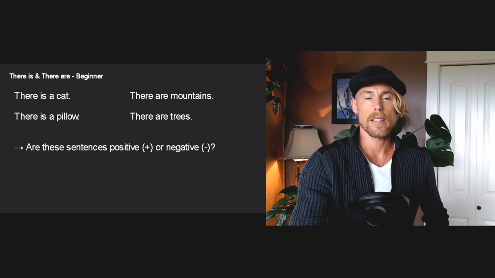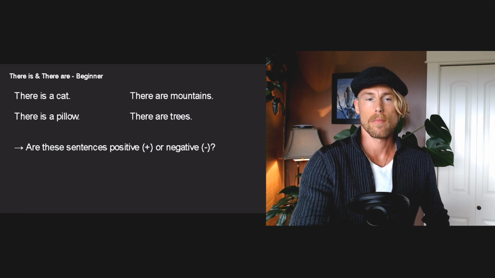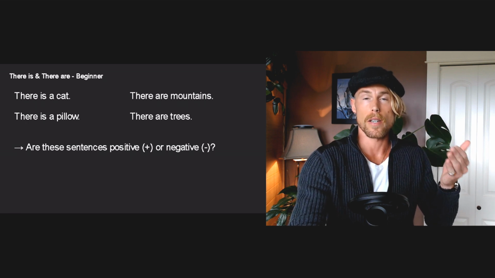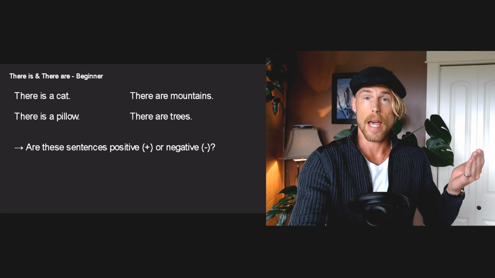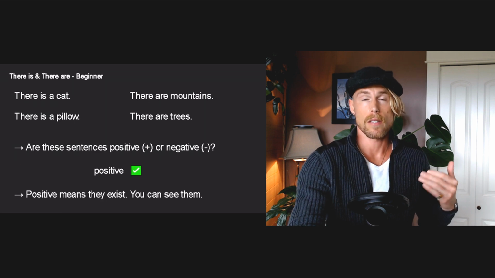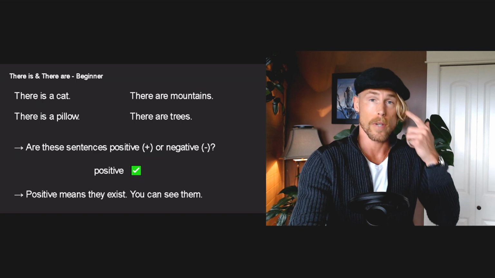Are these sentences positive or negative? What do you think? There is a cat. There is a pillow. There are mountains. There are trees. Can you see the cat? Does the cat exist? Yes. These are positive sentences. Positive means they exist. You can see them.